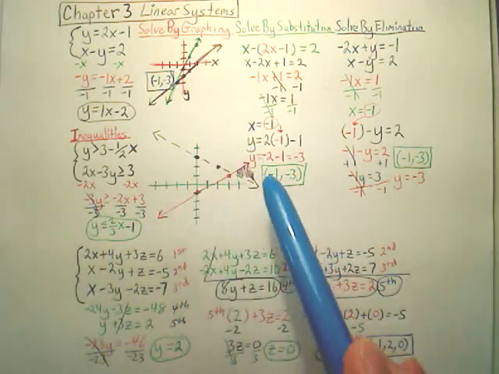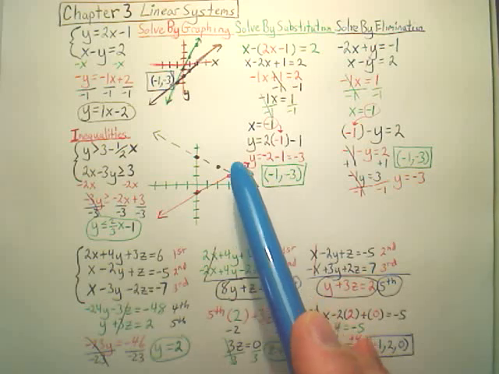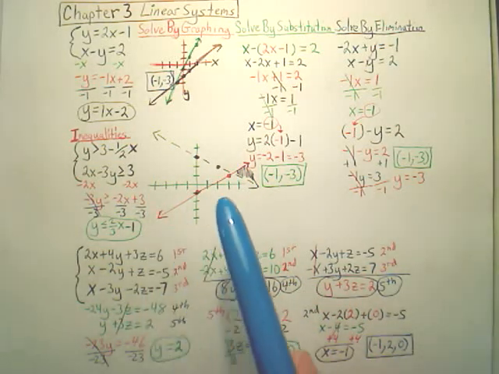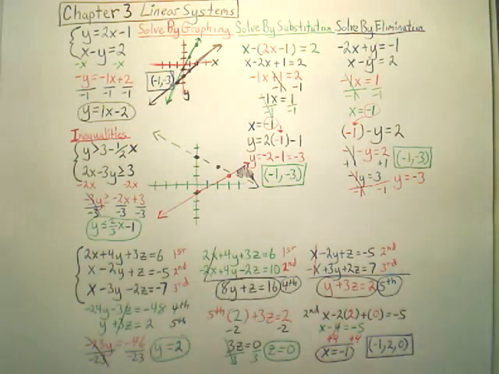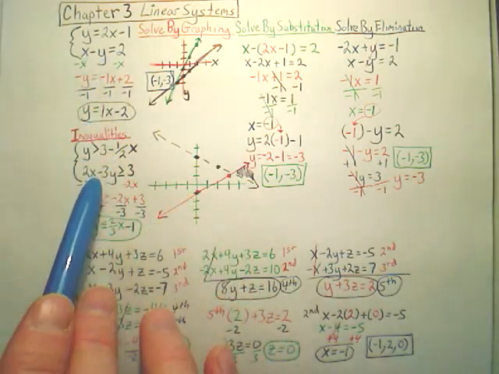Now, this has a whole bunch of answers. Any answer, any coordinate in the shaded region is true. Everything outside the shaded region is false, is not true for both equations. So you got inequalities and you got equations.